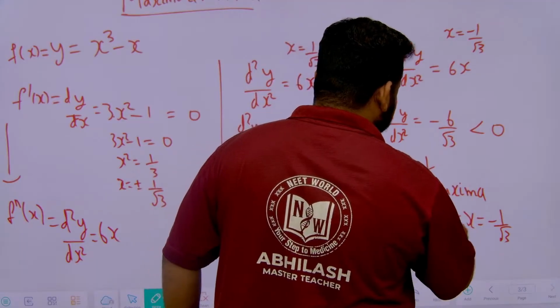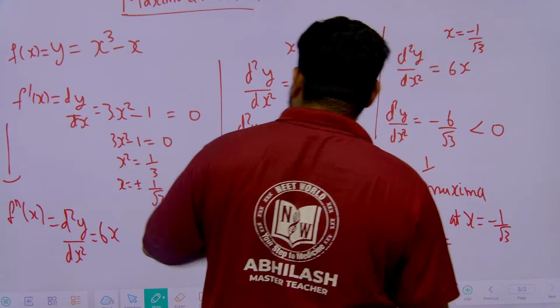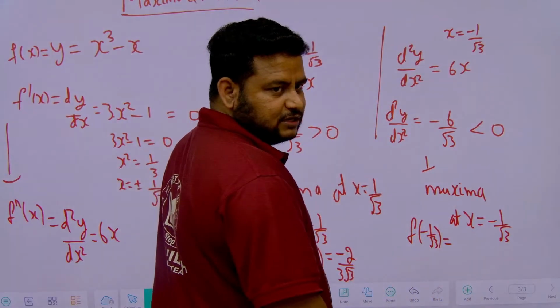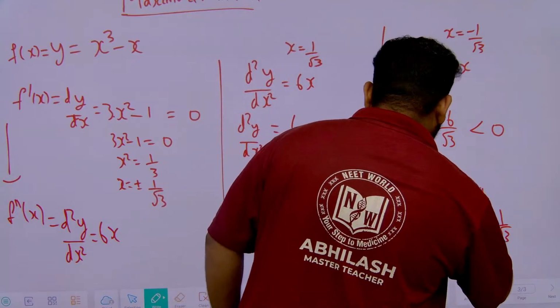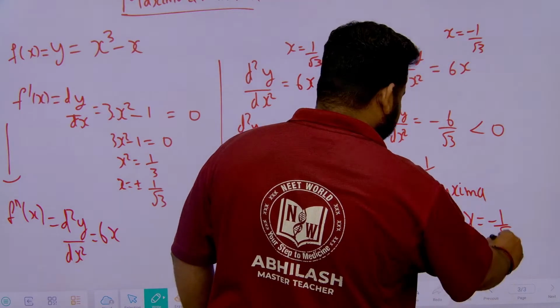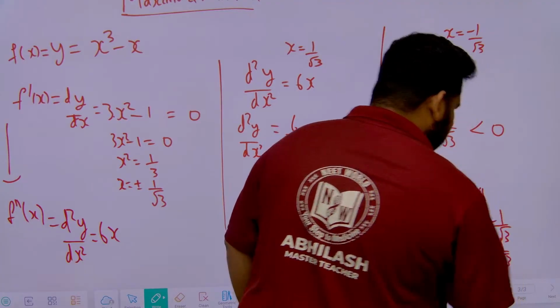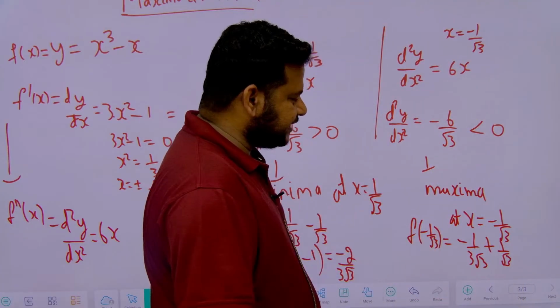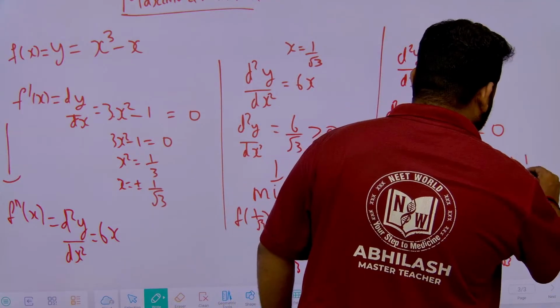So what we will do? f of minus 1 by root 3. See, minus 1 by root 3 whole cube. Cube means it will become minus. So you will get minus 1 by 3 root 3. Minus into minus will become plus 1 by root 3. I can take 1 by root 3 common. I will write it here. So this will become 1 by root 3 if I take it common.